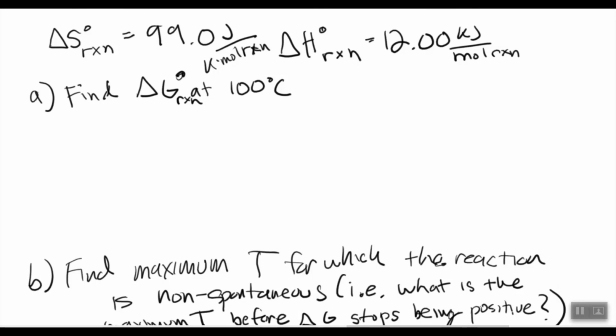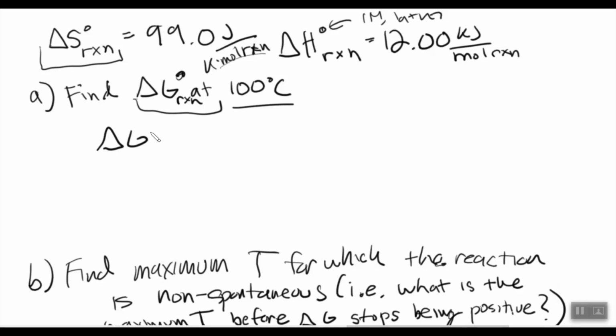So let's begin. Let's just have an arbitrary reaction, and the delta S naught of the reaction is 99.0 joules per K times mole of reaction. The delta H naught of the reaction is 12.00 kilojoules per mole of reaction. I want to find the ΔG naught of the reaction at 100 degrees Celsius. Now remember, the naught just means everything is at 1 molar or 1 atmosphere. It doesn't necessarily have to be at 25 degrees Celsius. In this case, it's 100.